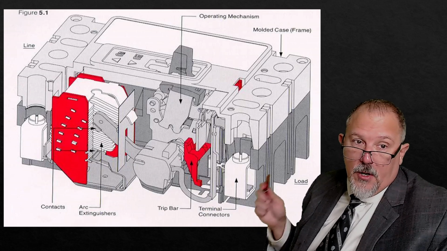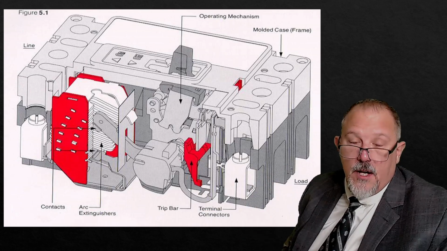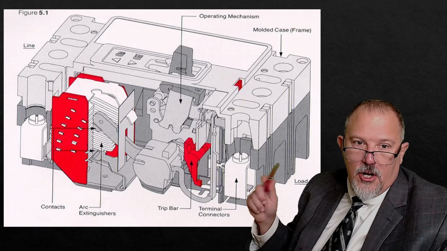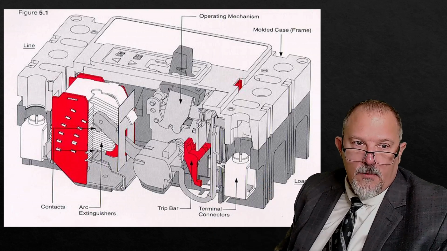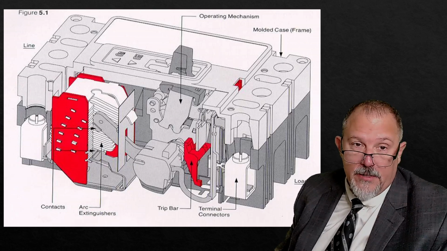You have a trip bar. You've got to look inside this breaker. It is kind of complex, right? There's a lot of moving parts. There's a lot of things going on. There's your contact way over there, and it rides inside of these arc extinguishers, which we're going to learn what those are here in a second.